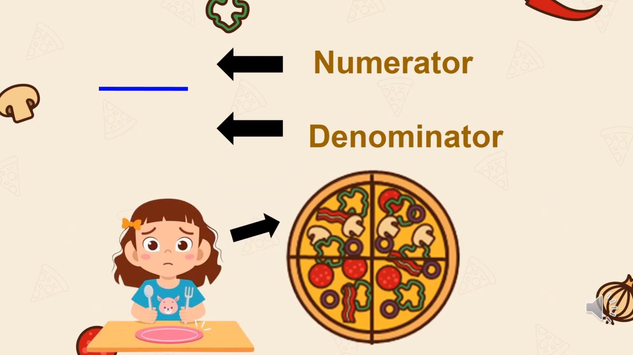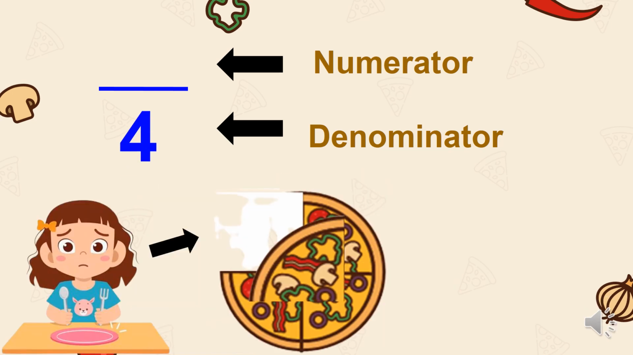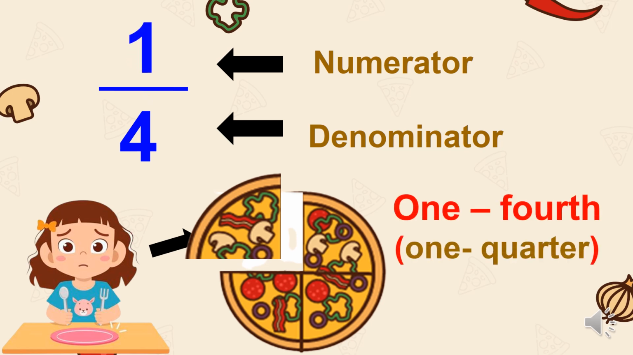Now, Kylie has 4 parts of the pizza, so the denominator will be what? The total parts are 4. Kylie wants to eat one piece of the pizza, so she takes one part. So the numerator on the top of a fraction is 1. So we can call this fraction 1/4 or 1 over 4.